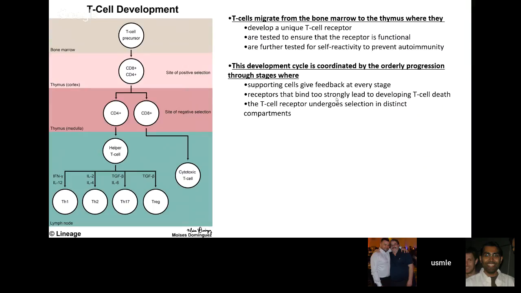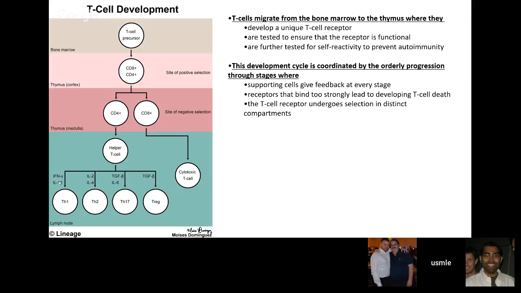So the T cell precursor, you're going to have in the thymus CD8, CD4, and these are positive selection. And then you have separation between CD4 and CD8. CD8 will be cytotoxic, CD4 become helper, and the helpers usually are going to stimulate different types of white cells. So what is important about this one is what will stimulate those cells.